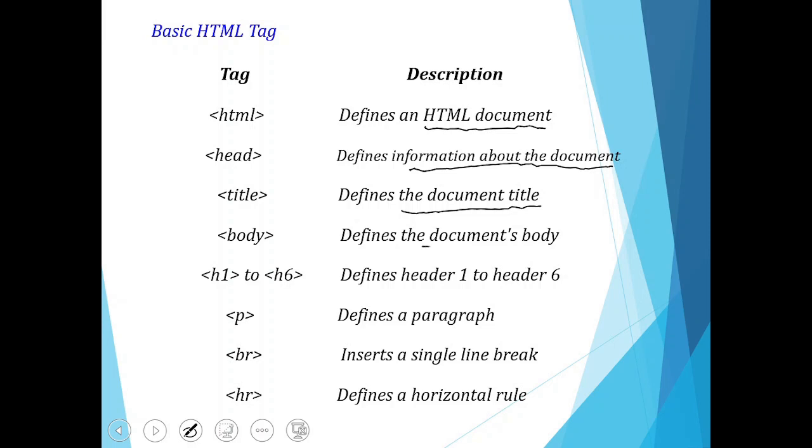Body, the document's body. H1 to H6 are the header tags, which help us give a heading to our page, or anywhere in our page you need a heading, then you can use H1 to H6. Then to define a paragraph, you have a P tag, and this is for a line break, and this is for the horizontal rule. These tags are inside the body tag. We'll be seeing the syntax and the format of writing them ahead.